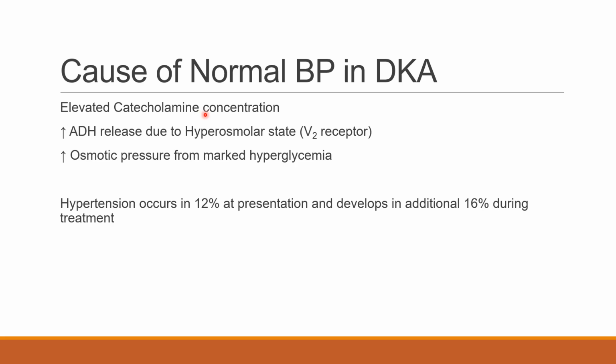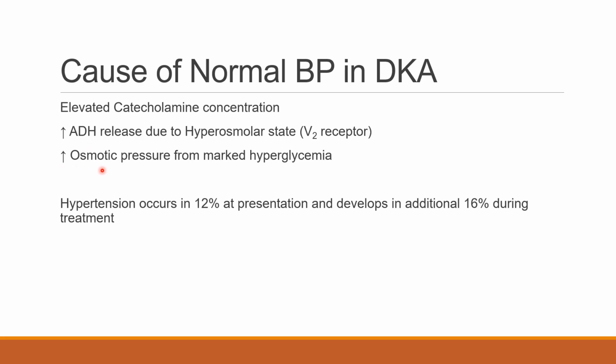Secondarily, when there is hyperosmolarity, you know that diabetic ketoacidosis and hyperosmolar hyperglycemic state, HHS, both have a hyperosmolar state. This hyperosmolar state leads to increased secretion of antidiuretic hormone by stimulating the V2 receptor. Antidiuretic hormone means it will cause antidiuresis, that means it will reduce the urine output. That means water and sodium will get retained in the body, which will maintain the normal blood pressure in diabetic ketoacidosis, and prevent the development of hypotension or shock in these patients.